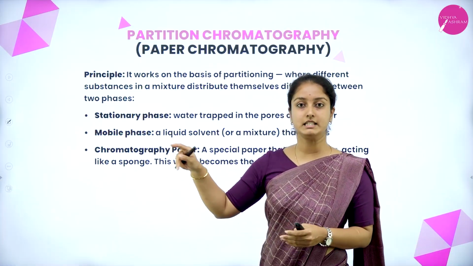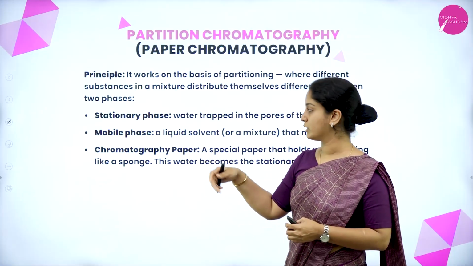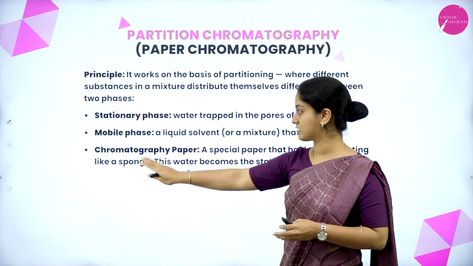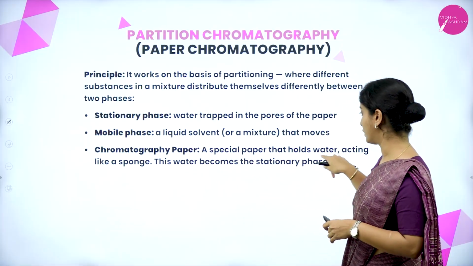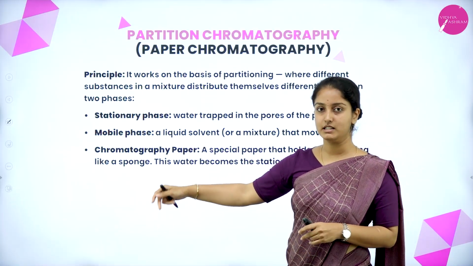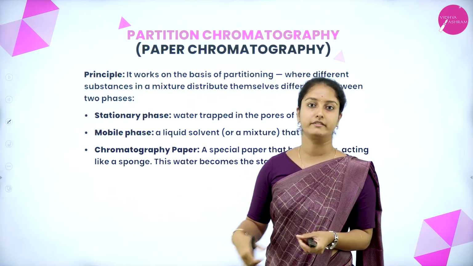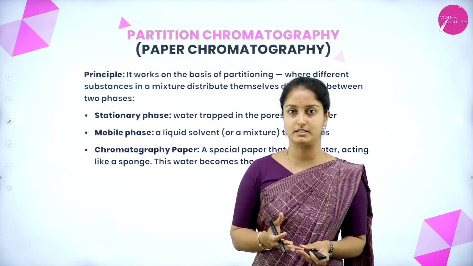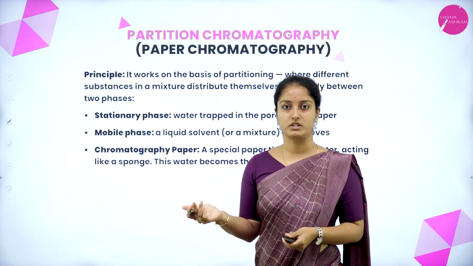Then in TLC we have used a glass plate. Here in paper chromatography we use a special type of paper, that is chromatography paper. It's a special type of paper that holds water, acting like a sponge. So this is what becomes a stationary phase, or which acts as a stationary phase in paper chromatography. So let us study how does it work.